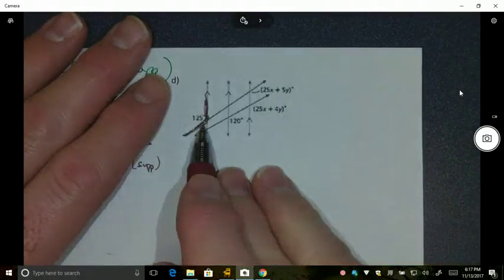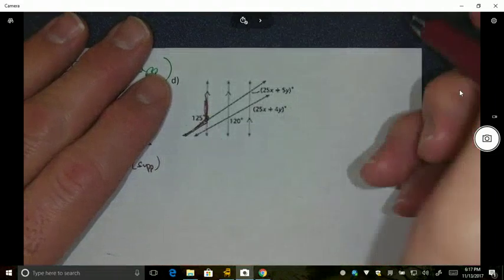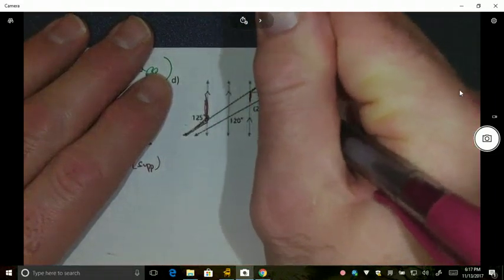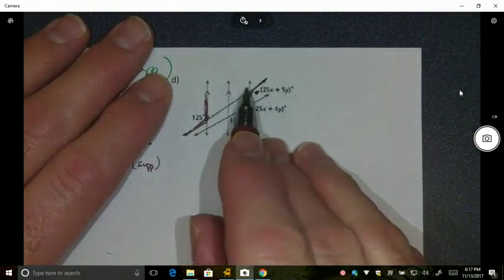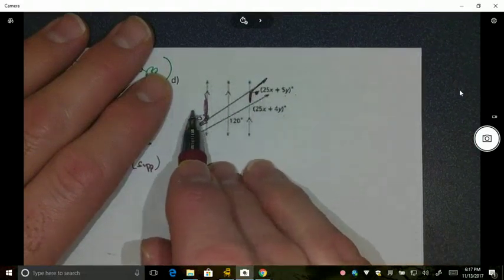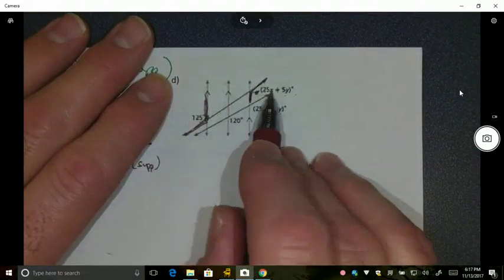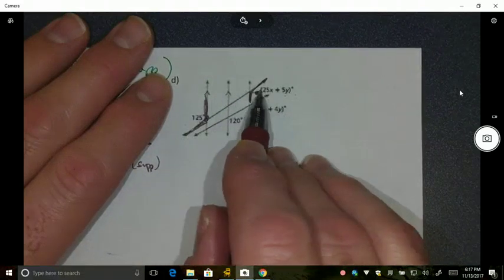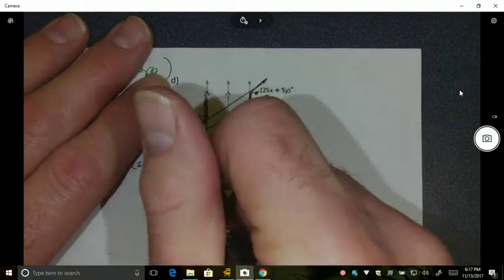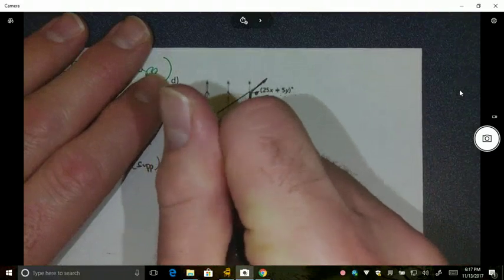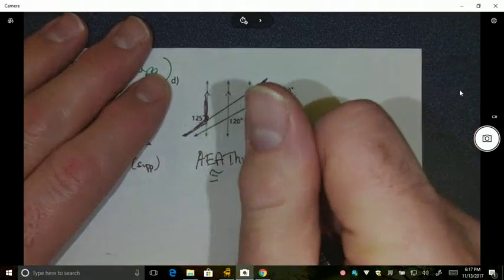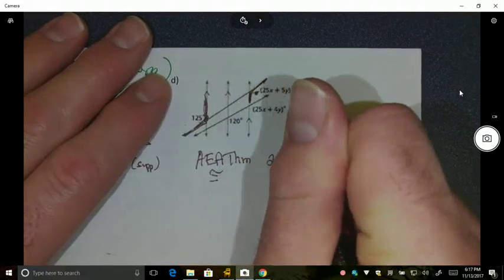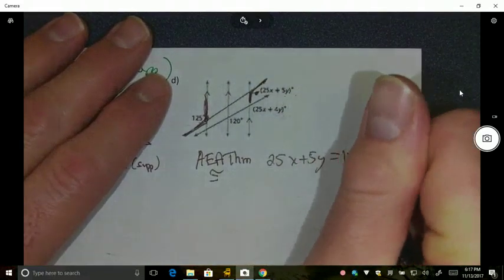On the exterior of this parallel line, I have 125, and on the exterior of this parallel line, I have 25x plus 5y. These are on alternate sides of this transversal, and they're on the exterior of those 2 parallel lines. So by the alternate exterior angle theorem, those angles should be congruent. So 25x plus 5y should equal 125.